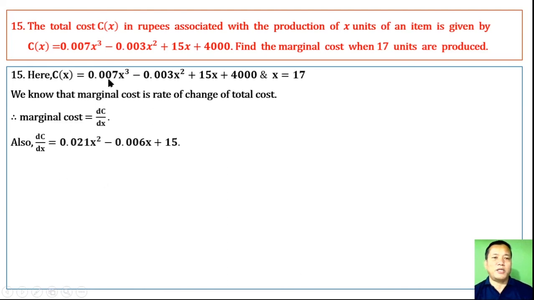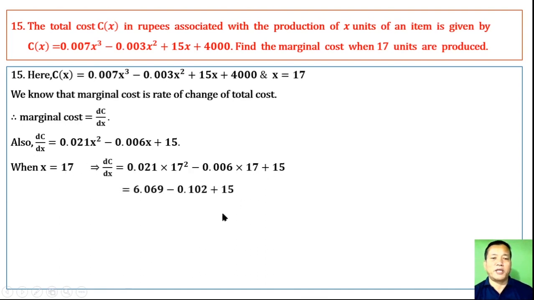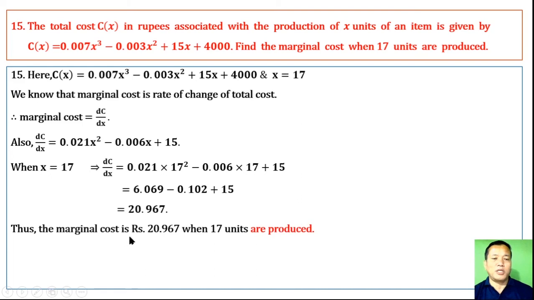Also, dC by dx, taking the derivative, we get this. Simplifying further, we get this. When x is 17, whose value is given by this numerical expression, solving, we get 20.967. Thus, the marginal cost is rupees 20.967 when 17 units are produced.